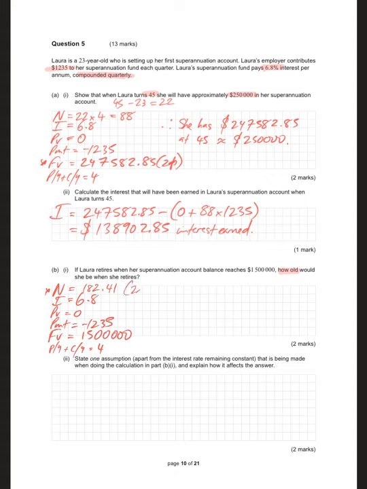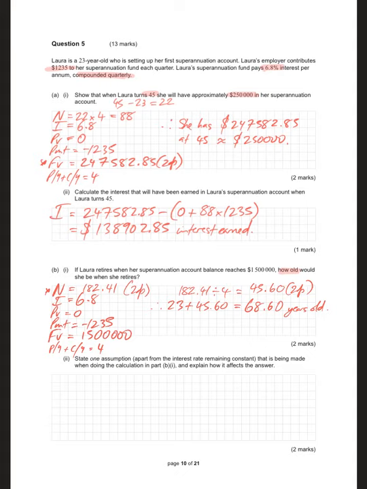182.41 to 2 decimal places. It wants to say how old, so that's going to be in years. 182.41 divided by 4 quarters in a year is 45.60 years to 2 decimal places. Therefore, 23, which she is now, plus 45.60 is equal to 68.60 years old.